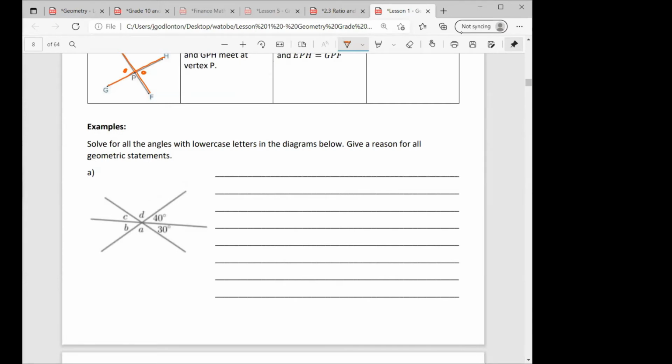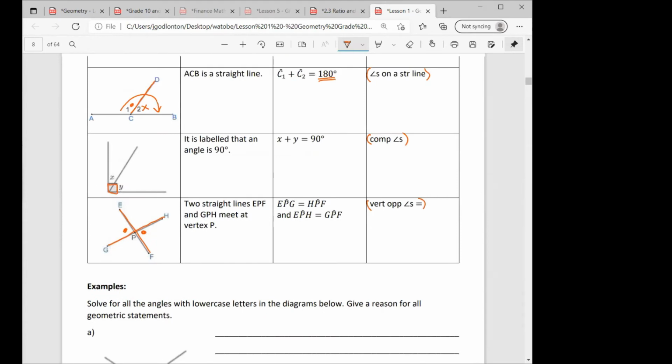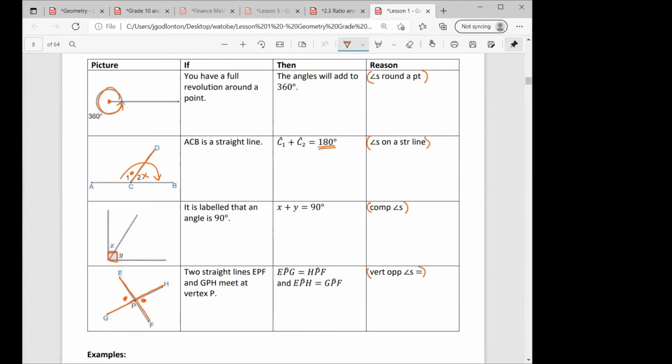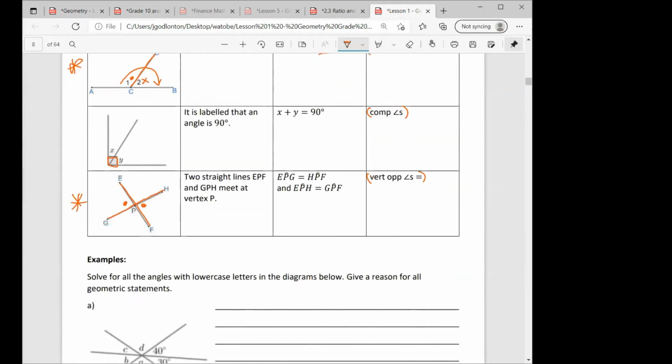First of all, when we look at this question, we do not let it scare us because I can see that it's a panicky question. There are letters everywhere and you're like, I don't even know where to start. My advice is think of one of the reasons. Think of one of these 4 reasons that you like, the one that you find the easiest to work with. Often for people, it's vertically opposite angles and straight lines. Those are ones that people often find the easiest to look at.